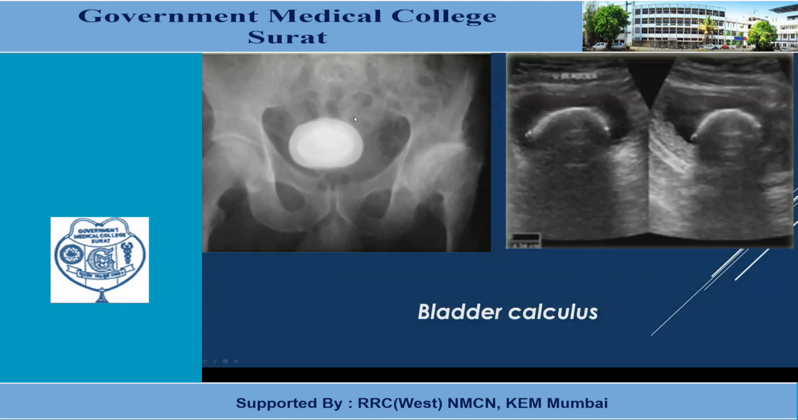This is the X-ray pelvis showing a large radiopacity, round to oval opacity in the pelvic cavity. This is the calculus within the urinary bladder. This patient underwent sonography, and this is how the calculus is seen in ultrasonography: like a half moon with after-shadowing.